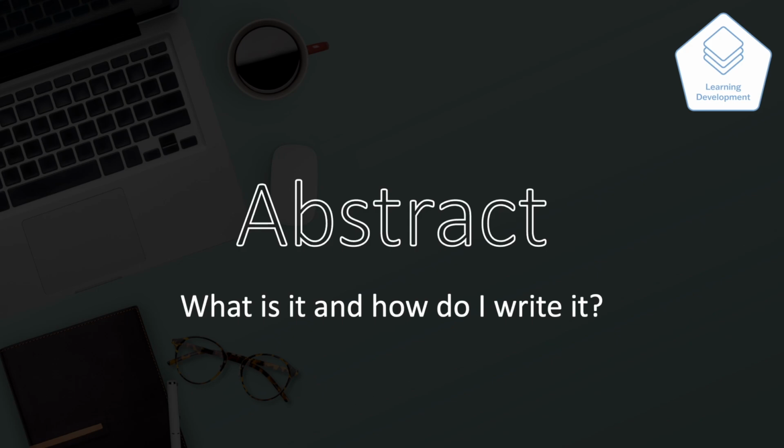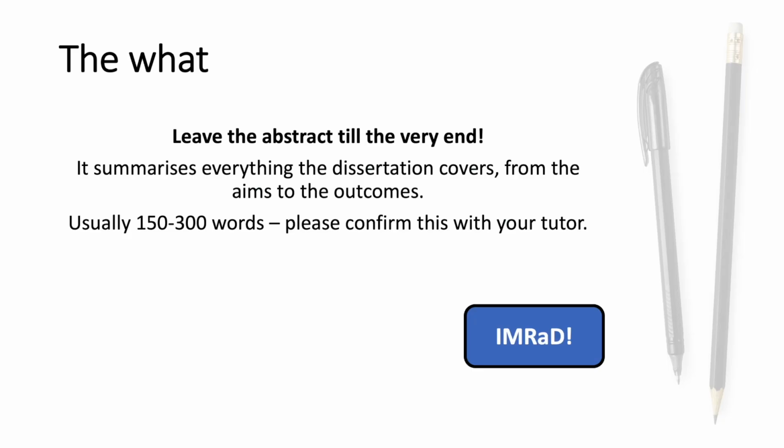And finally, abstract. What is it and how do I write it? Leave the abstract till the very end. It basically summarises everything that the dissertation covers, from the aims to the outcomes. Typically, it's between 150 and 300 words long, but please confirm this with your tutor.